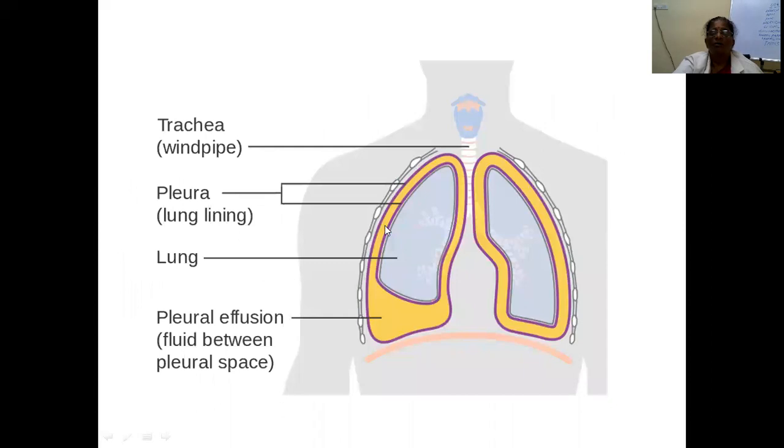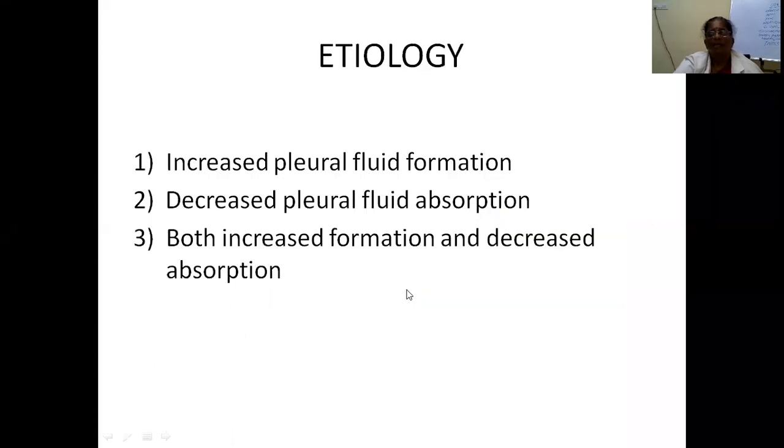So this is how the normal lung will be like this, and when there is any collection, the lung will slowly collapse and rise towards the hilum. So, etiology of pleural effusion.